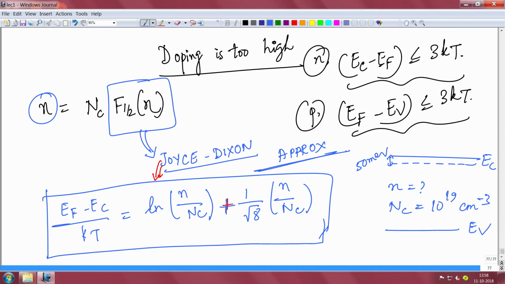For example, you see that this is a transcendental equation. It's in the form of log x plus some constant times x. So it's a transcendental equation. Finding n directly, you will have to do some numerical and iterative process, but it still can give you a better idea. So for example, if I tell you that EC minus EF is equal to 50 meV, then how will you solve this equation? It's very easy to solve now.